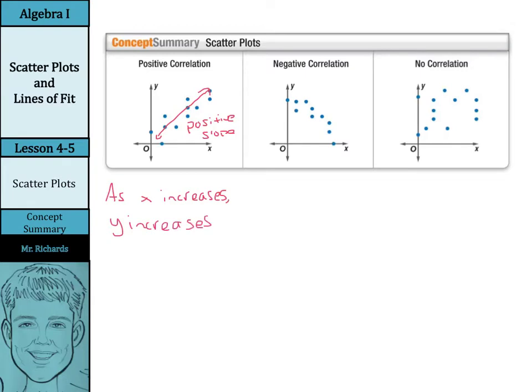Compare that to negative correlation, where everything seems to be going a little bit downwards. So we can kind of see where there'd be a line right around there. And basically, as x increases, y decreases, as we have that negative slope.